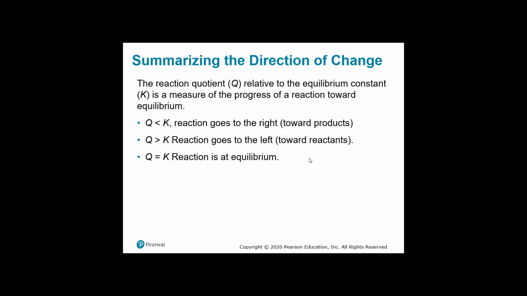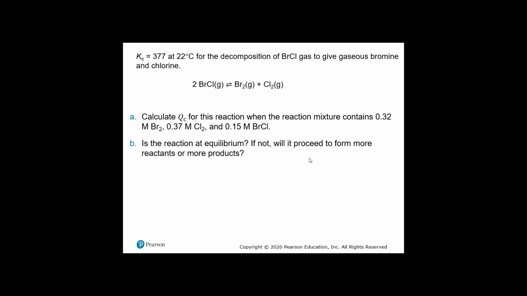Okay, so the reaction quotient is relative to the equilibrium constant. It's a measure of the progress of a reaction. So this gives us a good idea of where the reaction is based on the equilibrium constant. But we must have the equilibrium constant in order to compare it, or it doesn't work.